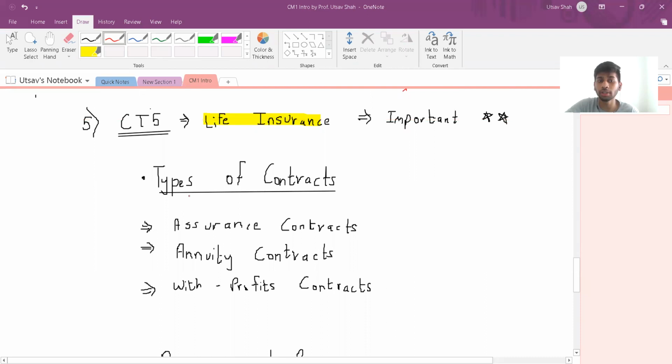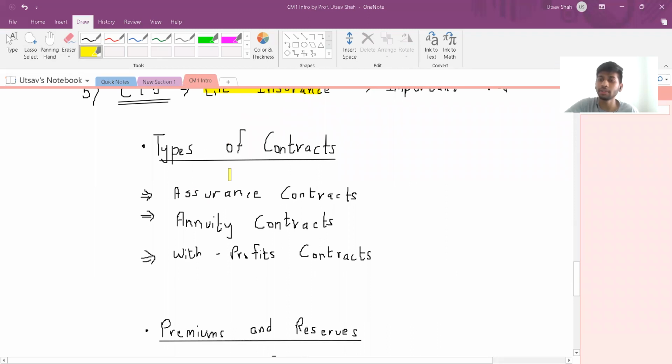Now I'll explain what the portion is. For CT5, there are first the types of contracts and modalities. What are these? First of all, you must have heard about insurance, right? For example, when you take out insurance and the person who has taken out insurance dies, the family receives money. Those are assurance contracts. They assure that on the death, there will be a payment.